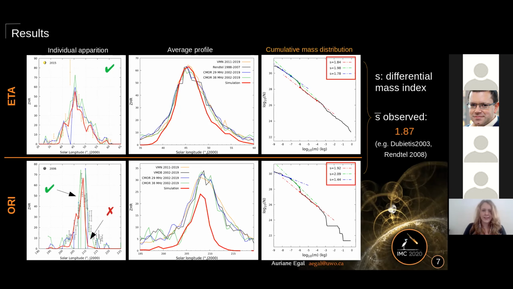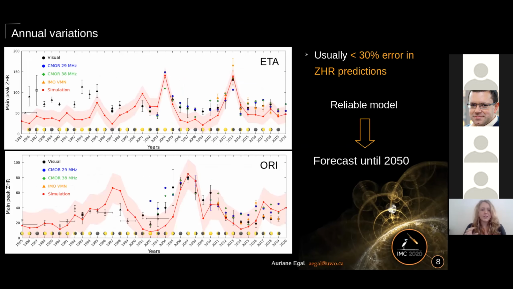So that's cool. And when we look at the year-to-year variations, you see that our model, here in red again, reproduces the main peak ZHR since 1995 with an error lower than 30%. So this really increased our confidence in our simulations and pushed us to try to extend this model until 2050 and forecast the activity of the showers.